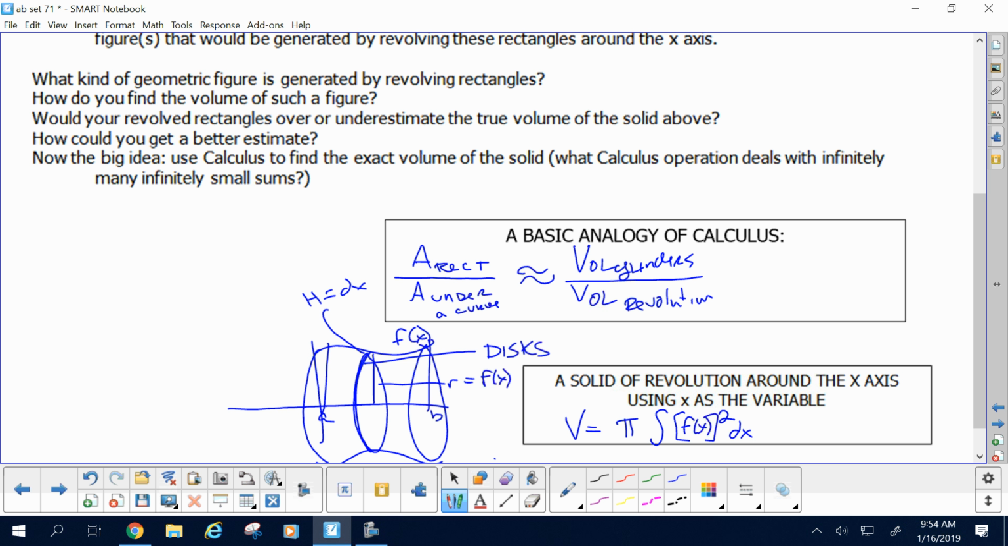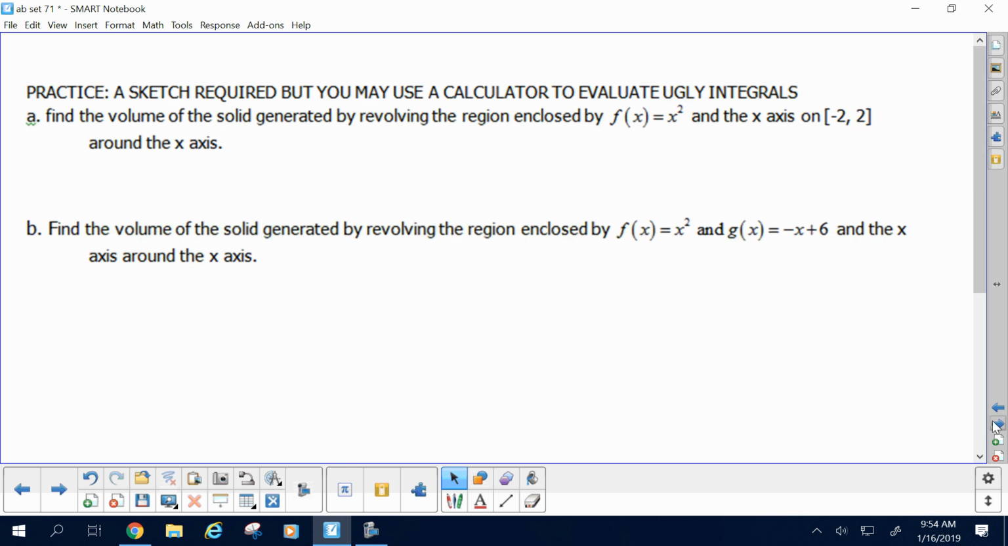And because x is the variable, the limits of integration have to be x values. So they would go left to right of the region. A to B represents the left edge and the right edge. So that's the method of finding volume by revolution when you use x. You with me so far? All right. Let's try one maybe together, and then go a couple and see what this is like.